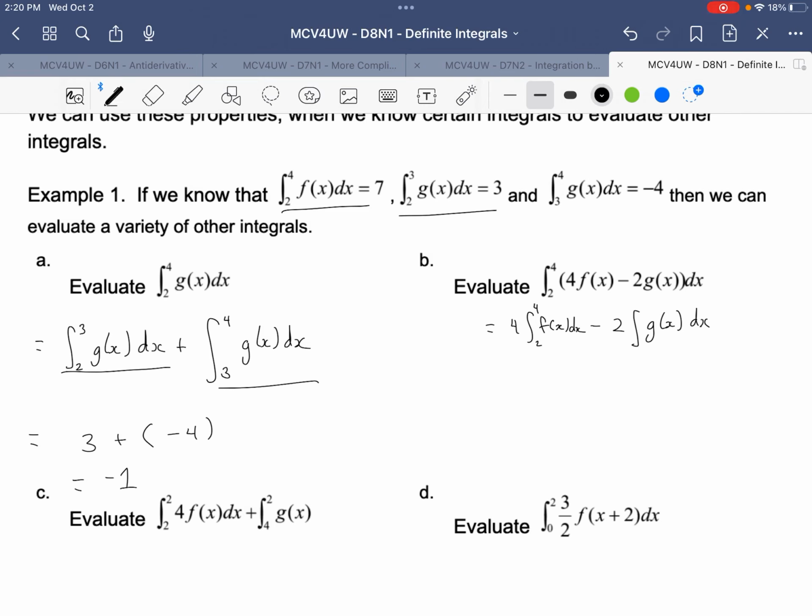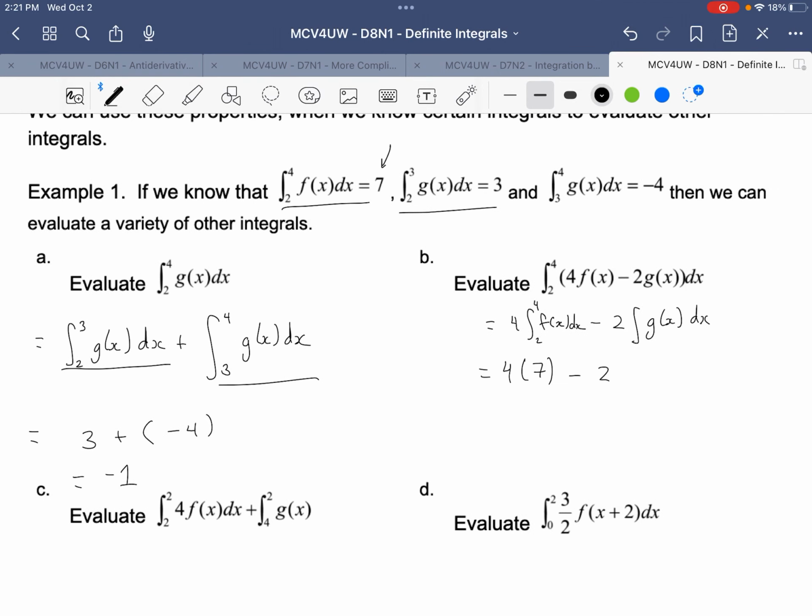Now that I have it into two separate problems, I have the answer of the integral of f of x dx from 2 to 4 or 4 to 2, however you want to say it. Well, this whole piece is equal to 7. So that's 4 times 7 minus 2 times the integral of g of x, and that integral was also from 4 to 2. Now, that's not coming from our properties, but look right here. We just got that answer. It's negative 1, so I can just plug that answer right here. Negative 2 times negative 1 is positive 2. 4 times 7 is 28. We add those together, we get 30.